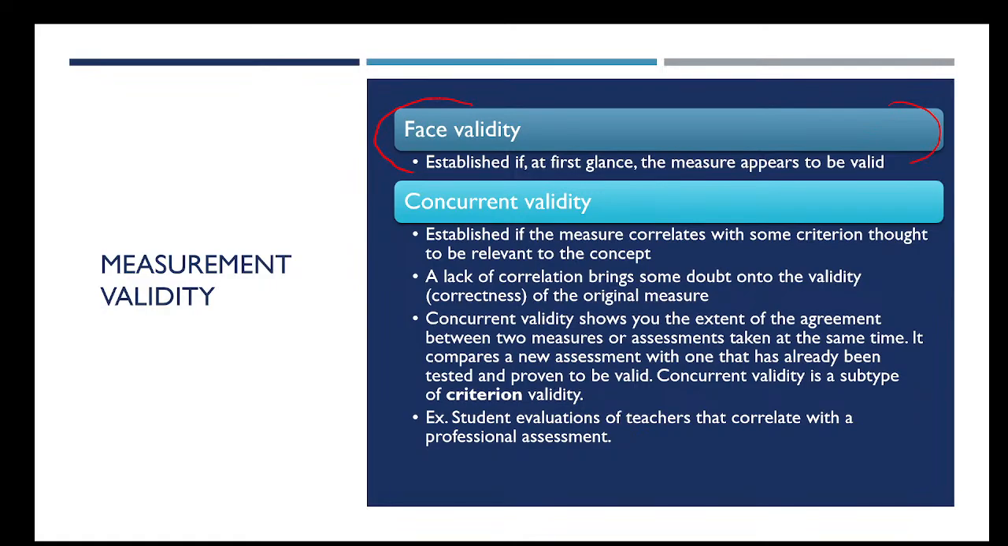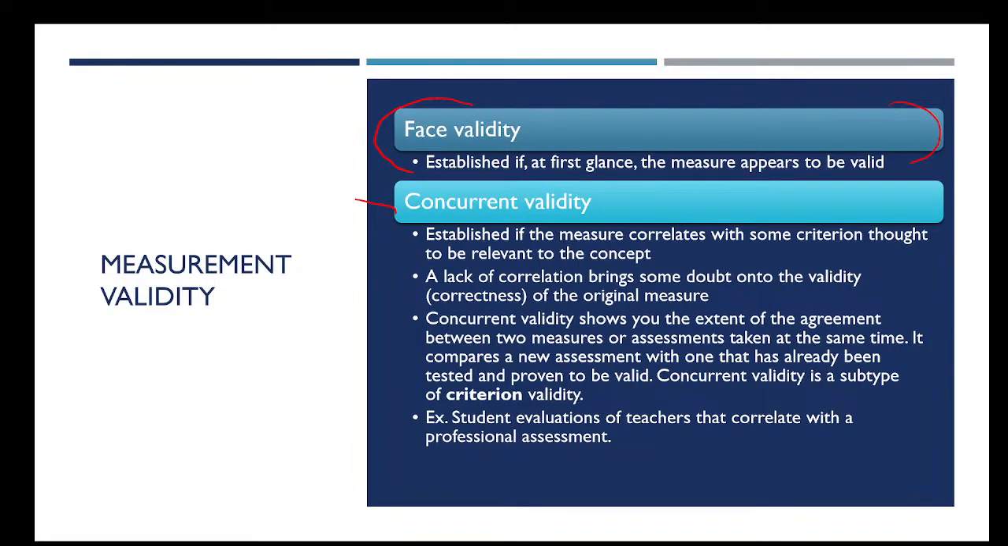Okay, so face validity is really the easiest one because, for the most part, you probably wouldn't have put that measure in if you didn't at least think it measured what you thought it was going to measure. Okay, so concurrent validity, and they all get a little bit harder from here.